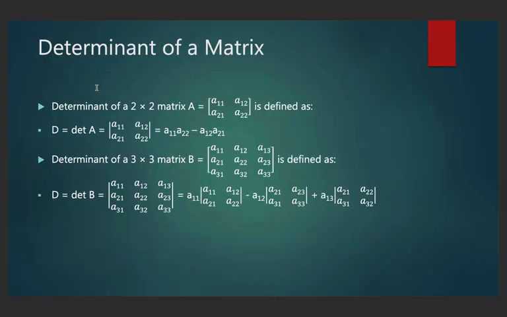So next, what's the determinant of a matrix? The determinant of a 2 cross 2 matrix A with entries A11, A12, A21, A22 is defined as D equals determinant of A. You have to write it within single line brackets, and it's basically A11 into A22 minus A12 into A21. There is a cross multiplication while finding the determinant. For the determinant of a 3 cross 3 matrix, you can take the first element A11, and then you have to leave the corresponding row and the corresponding column, and then multiply with the remaining part.